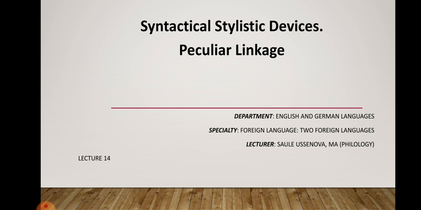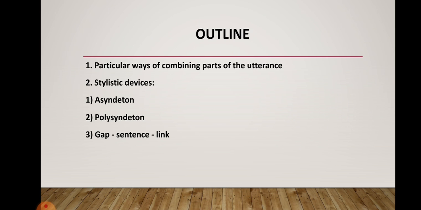These lectures are delivered for the students studying at the Department of English and German Languages, whose major is Foreign Languages. The theme of this lecture is as follows: Syntactical stylistic devices, peculiar linkage. The outline of this lecture includes the following points: particular ways of combining parts of the utterance, and the second point will discuss stylistic devices, namely Asyndeton, Polysyndeton, and gap sentence link.